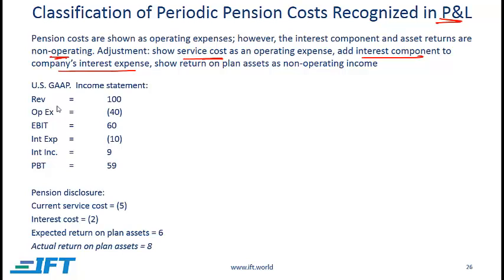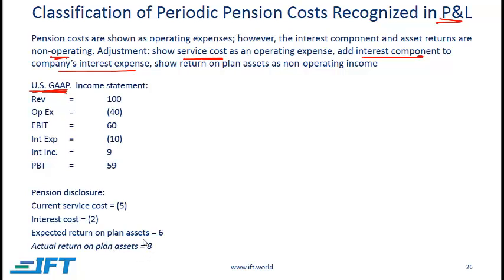Let's consider a very simple example. We have a company which follows US GAAP, and it has this income statement. We also have a pension disclosure which says that the current service cost is 5. So the brackets mean that it's a cost. The interest cost is 2. The expected return on plan assets is 6. But the actual return on plan assets is 8.